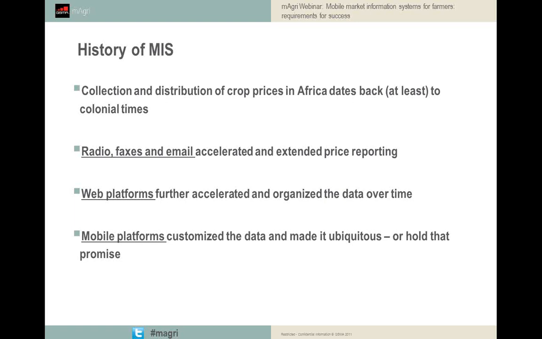And it was further accelerated by web platforms, which allowed systems to present price data organized over time and allowed for much more sophisticated analysis of what's happening with agricultural prices. Finally, mobile platforms allow for customized data for each recipient and hold the promise of making market information ubiquitous.